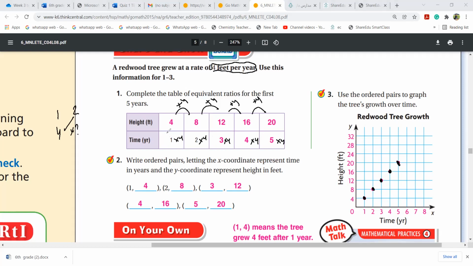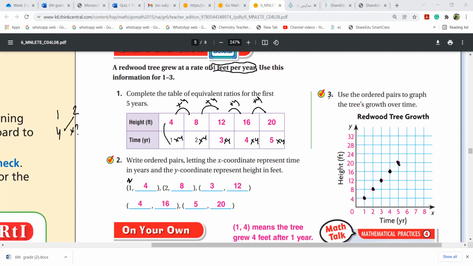Now, if I ask you to make pairs, you will make (4, 1), (8, 2), (12, 3), or the opposite, (3, 12), because they said time is at x. So you need to make x as 1, 4; 2, 8; 3, 12; 4, 16; 5, 20. Is this clear? Very simple question, girls. If you don't understand, ask me now. I'm going to explain again.